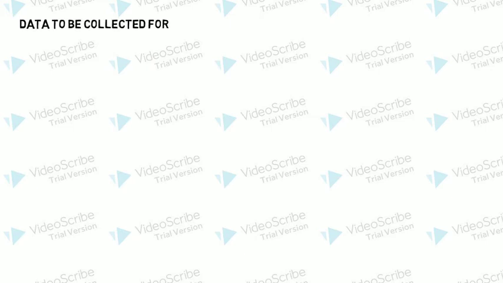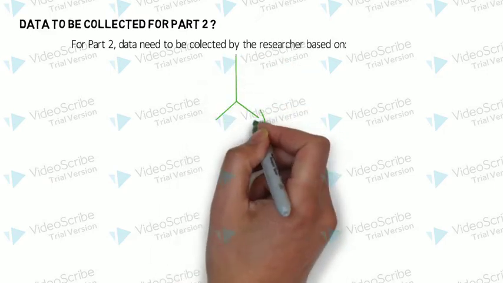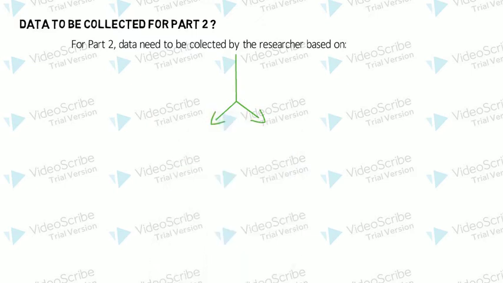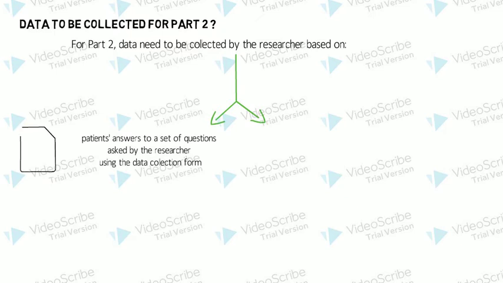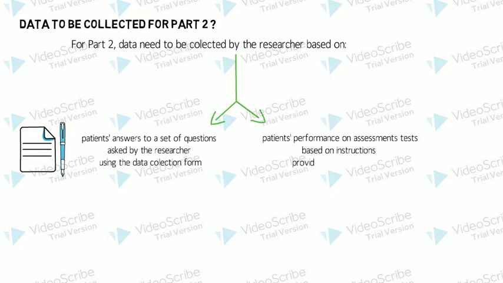Which are the data to be collected for Part 2 of this study? For Part 2, data need to be collected by the researcher based on two things. On one hand, we collect data based on the responses that patients give to a set of questions asked by the researcher using the data collection form. On the other hand, we also collect data based on the performance of patients on assessment tests that are performed by the researcher using instructions.